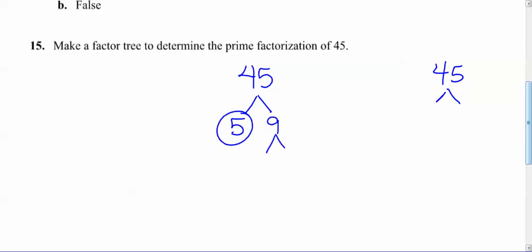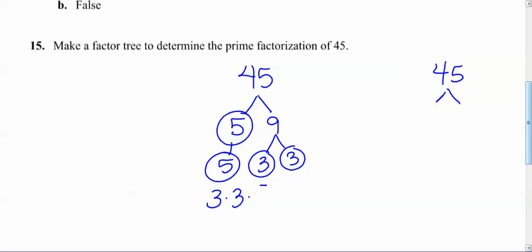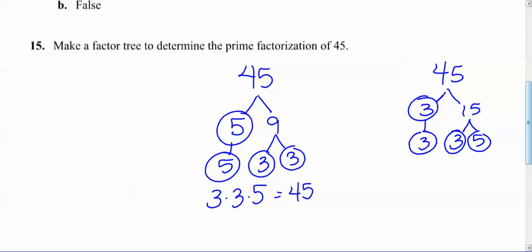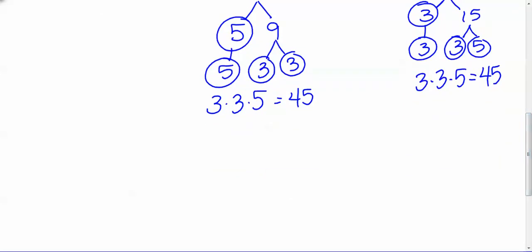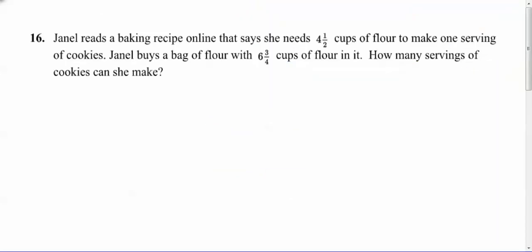9 is not prime, so we got to break that down into 3 times 3. So the prime factorization of 45 is 3 times 3 times 5 equals 45. If you did 3 times 15, you'd start with that prime number of 3, break 15 down into 3 times 5, and again, you would get the same prime factorization regardless of what numbers you chose, as long as they accurately multiply to 45.